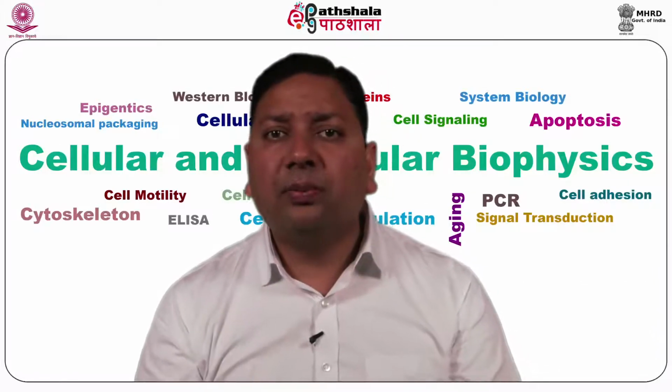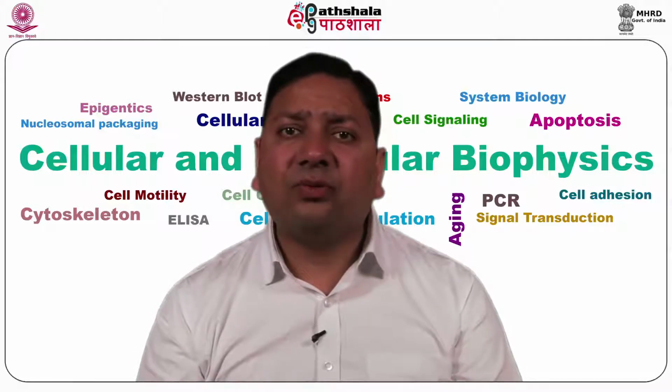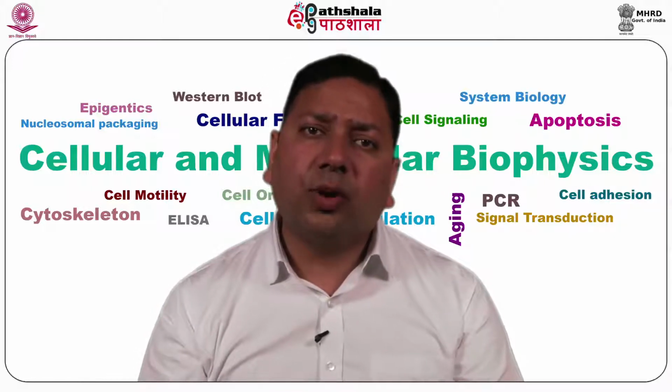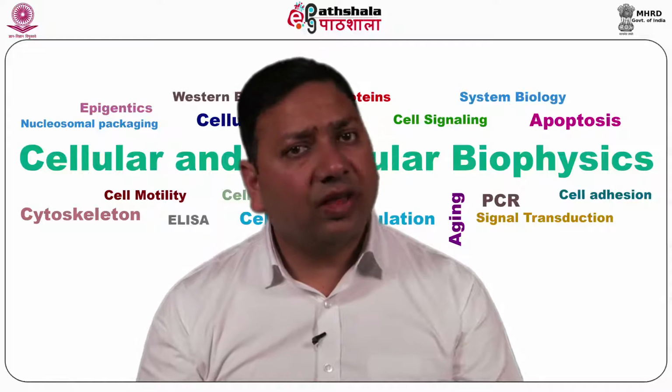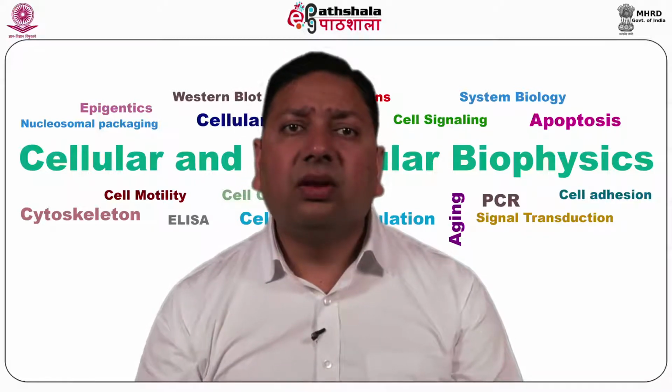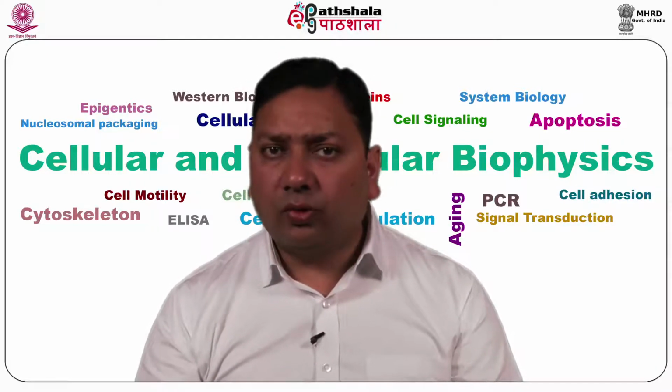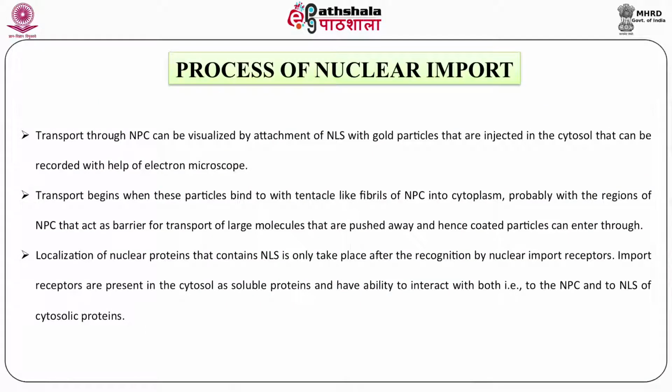Transport through the NPC can be visualized by attaching NLS to gold nanoparticles that are injected into the cytosol, which can be recorded with the help of an electron microscope. Transport begins when these particles bind with the tentacle-like fibrils of the NPC in the cytoplasm, probably with the regions of the NPC that act as a barrier for transport of large molecules, which are pushed away, and hence coated particles can enter through.